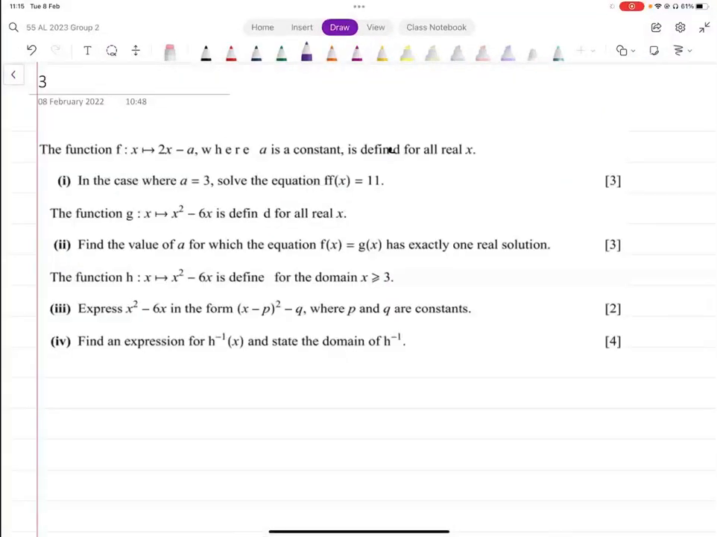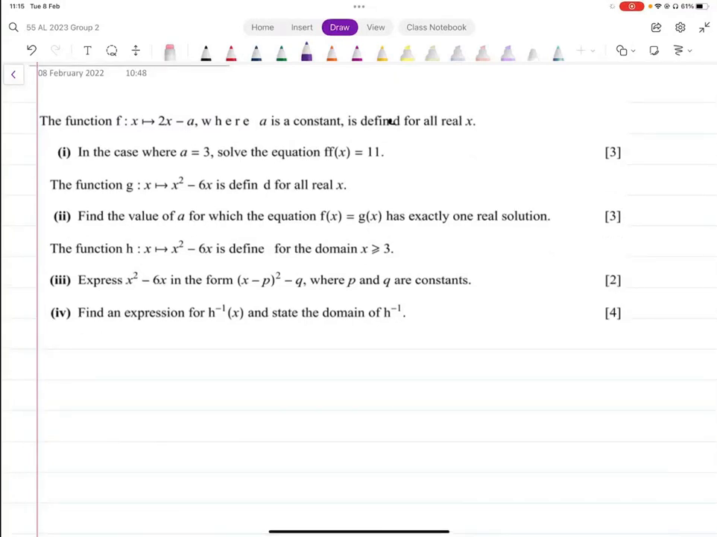So let's begin. So we have a function. This function f of x is equal to 2x minus a, where a is a constant, and this function is defined for all real x, right? So x का domain जो है, that's all real values of x. First of all, it says, in the case where a equals 3, solve the equation f squared of x equals 11.